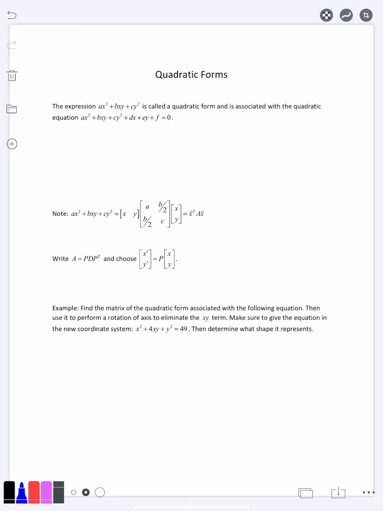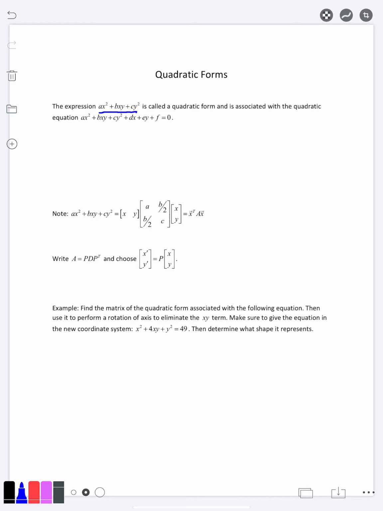This video is going to cover a quick application of orthogonal diagonalization of a matrix. We're going to start by talking about something called quadratic forms. The definition of a quadratic form is something that is ax squared plus bxy plus cy squared. That's basically all the possible degree 2 terms in x and y.